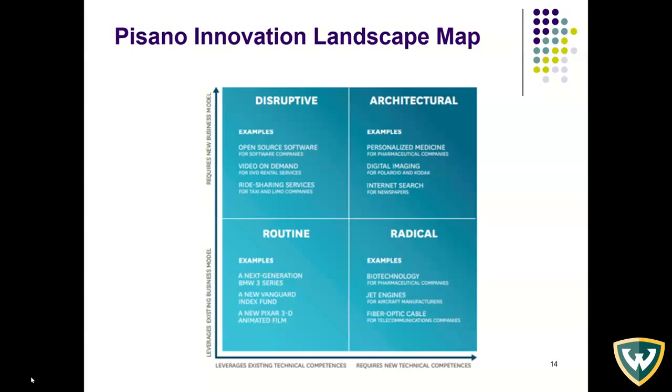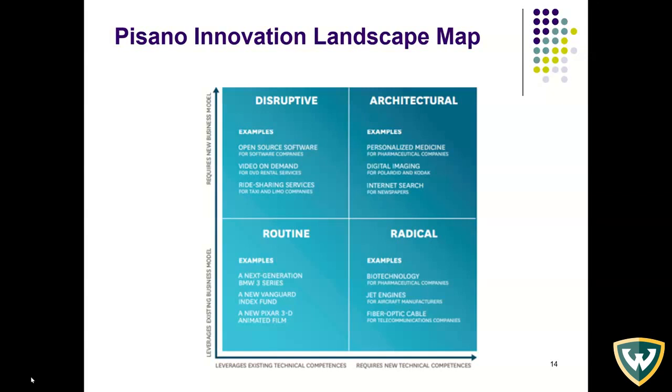To Module 5. This is Part 2 of Pisano. So this is the Pisano Innovation Landscape Map. This talks to us about the different types of innovation that are described in the reading. When this article came out, this was a pretty novel way of looking at different types of innovation.